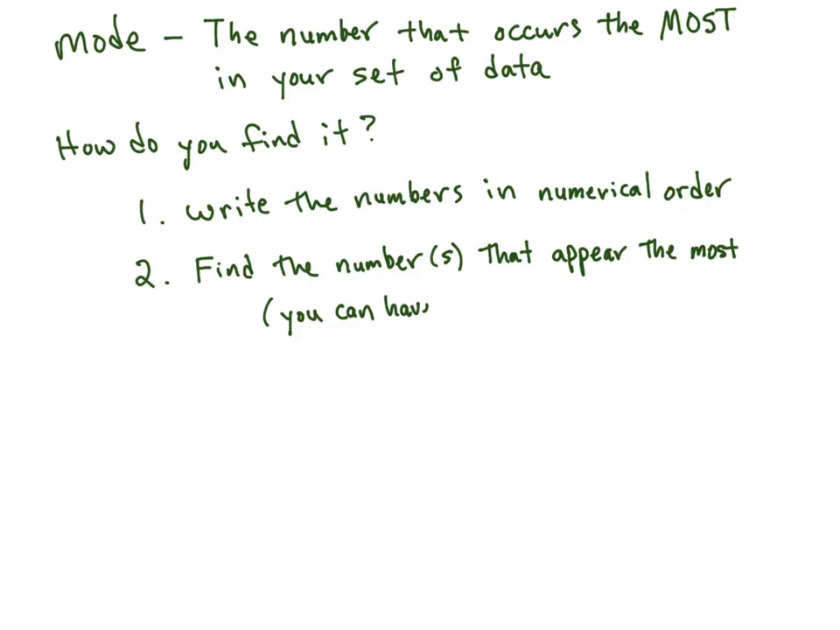Now, the mode can have a couple unique scenarios. You can actually have no mode, if there's nothing that repeats. You can have just one mode, if you have one number that has the most occurrences, or you could have more than one. So if you have a tie, let's say 3 and 5 both appear twice, then they can both be the mode. So you can have two that tie for the most occurrences.